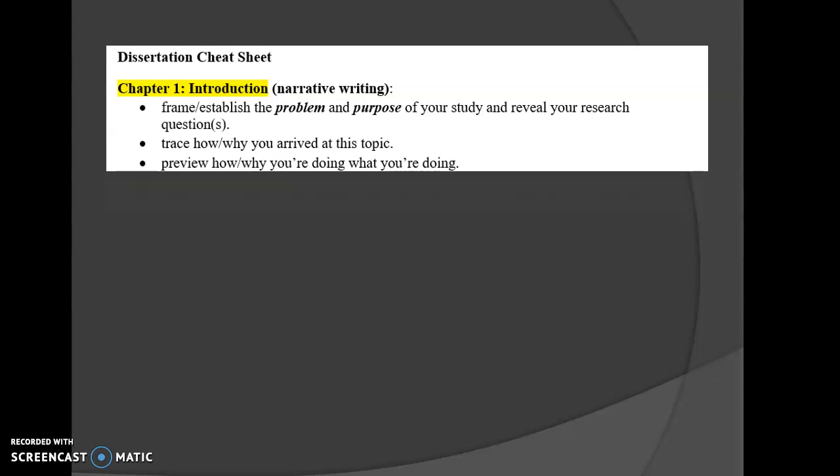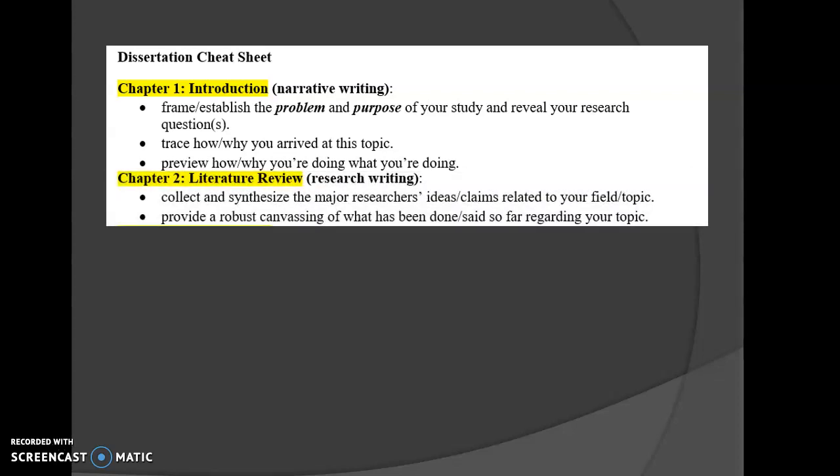The next thing we do, we move to the lit review. This lit review is sort of a giant research paper where we collect and synthesize all the major researchers in the field that relate to our topic, our area of study. So it's this sort of robust canvassing of what has been done, what's been said so far regarding our topic. And the more deeply we read, the more trustworthy we can be when we lean into our own research and dive in as well. So it's basically a research paper, so it's a little bit different style of writing. Notice that each chapter has a different writing style.